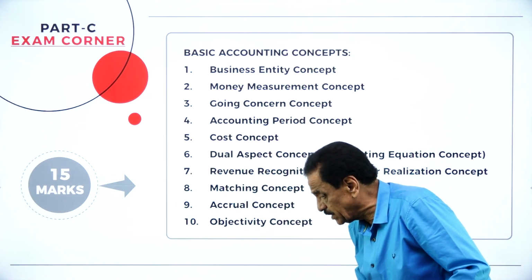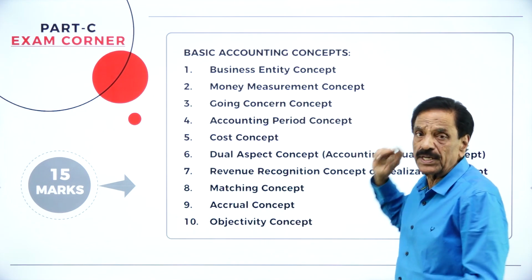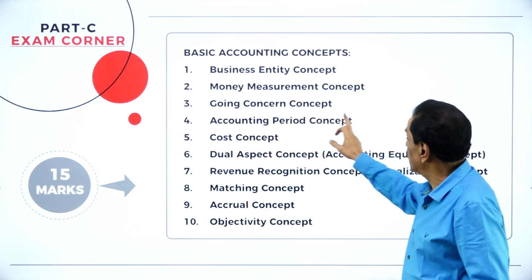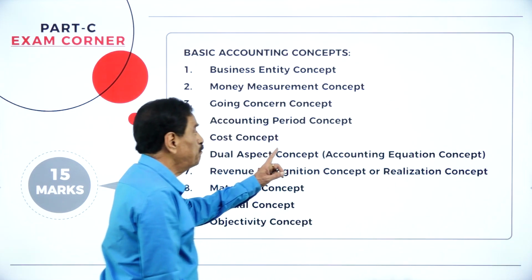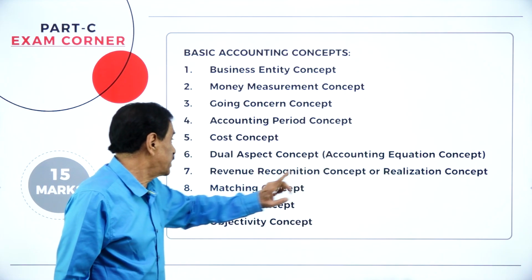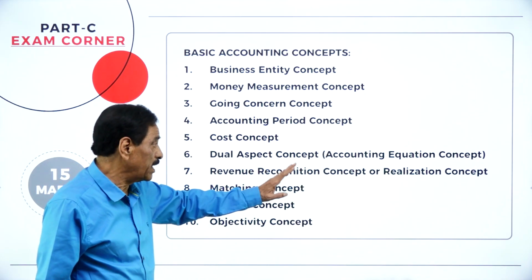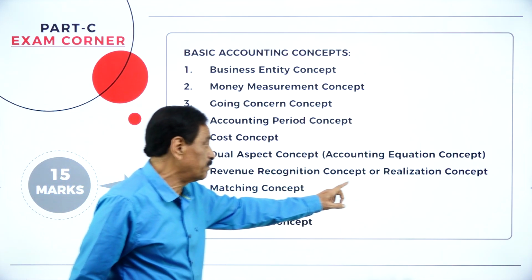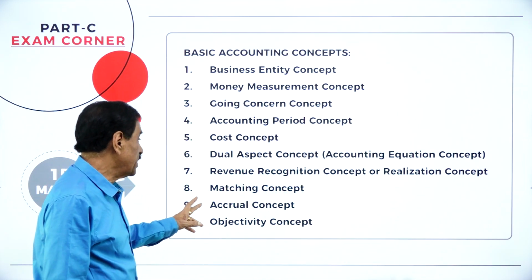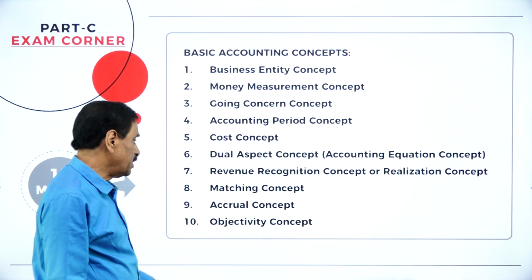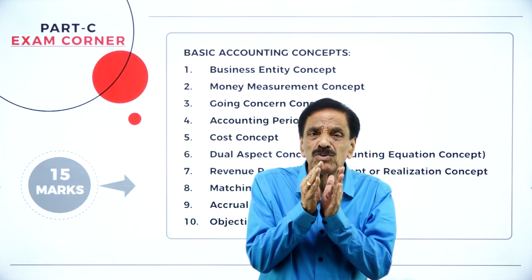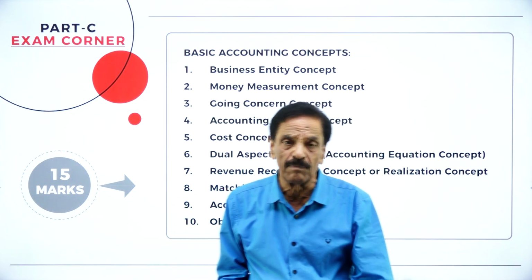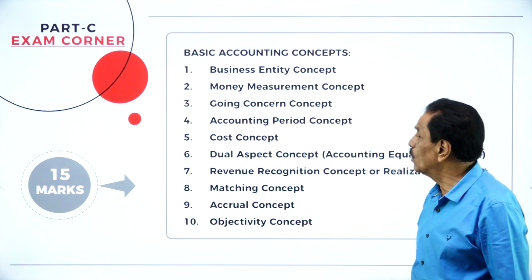Basic accounting concepts are: business entity concept, money measurement concept, going concern concept, accounting period concept, cost concept, dual aspect concept, that is the accounting equation concept, revenue recognition concept or realization concept, then matching concept, accrual concept and objective concept. For every point you have to write at least a minimum of 3 to 4 lines, and you can move on. Because this is a major question, we'll move on to the first one.